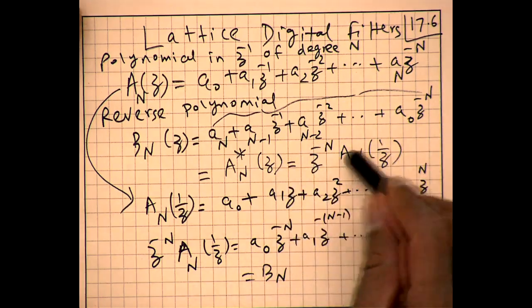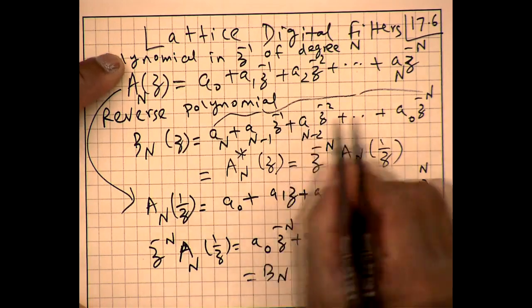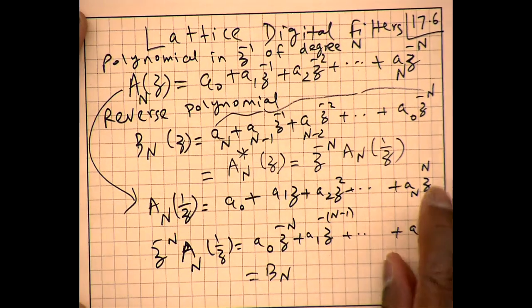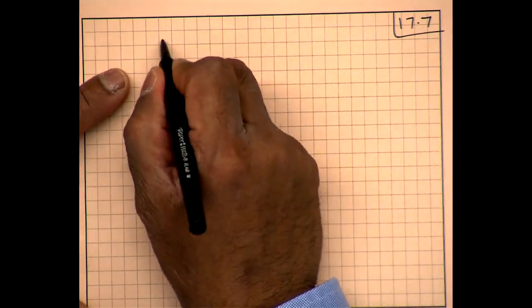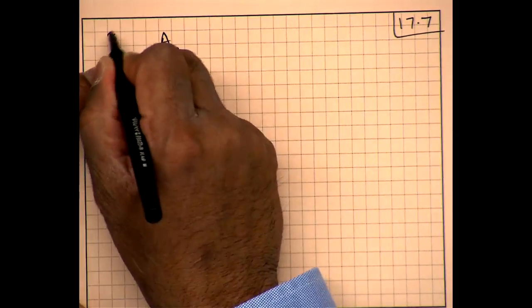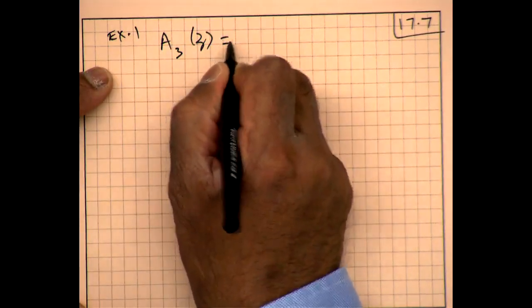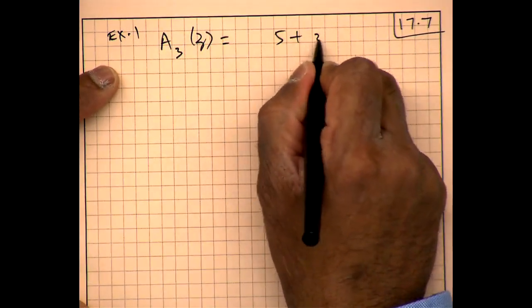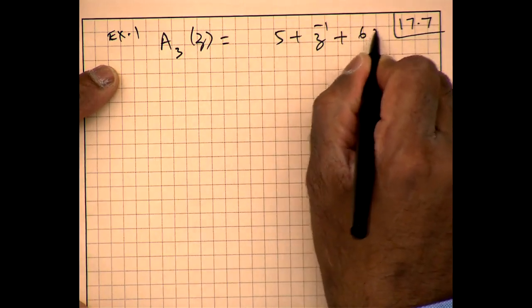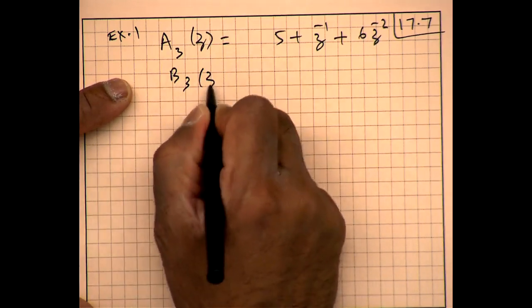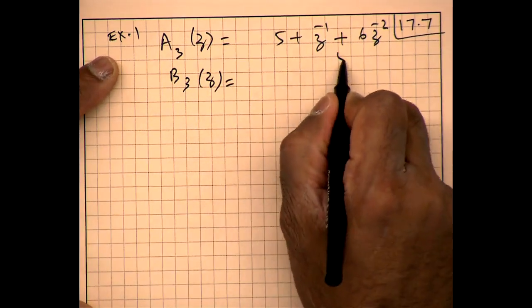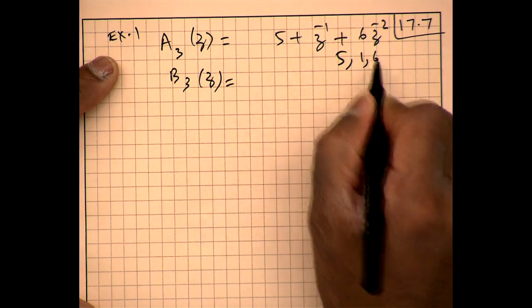But don't worry about this. I think it is sufficient to just say reverse the coefficients, then it's easy to write them down quickly. So let's see some examples of reverse polynomials. For example, if I have a degree 3 polynomial, example 1, A3(z) is equal to 5 plus z to power minus 1 plus 6z to power minus 2, B3, so these coefficients were 5, 1, 6.